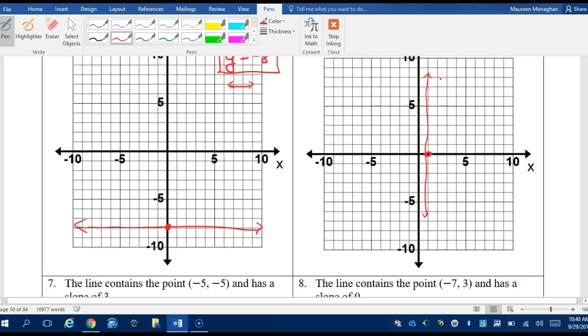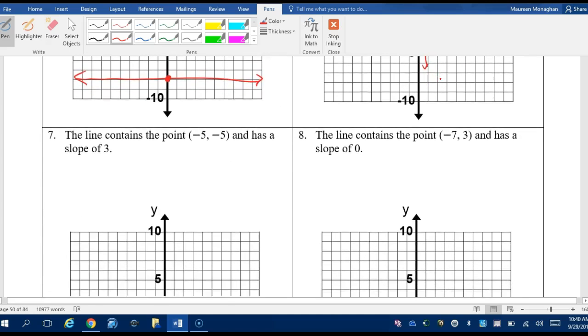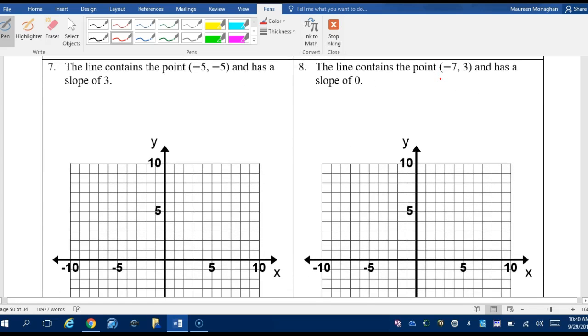Okay, got that. We learned that before. The line contains the point -5, -5, and has a slope of 3. We could substitute into the equation, but here's an easier method. Plot this point, and then use the slope. Look at this: -5, -5.